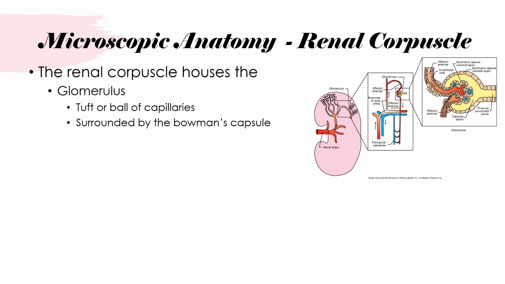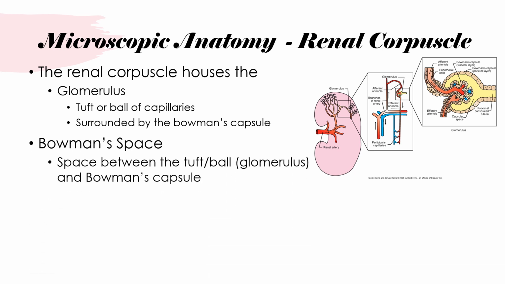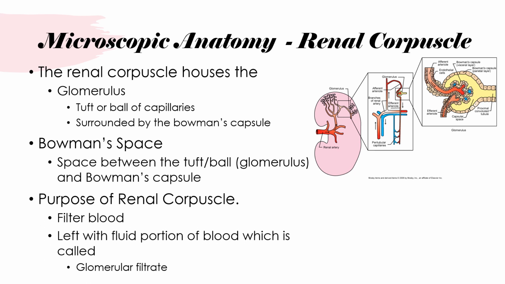Now, the renal corpuscle houses the glomerulus. Like we said, it's made up of those three different things. The glomerulus, and this is where you should get out your visual aids, is basically like a big old ball of capillaries or a tuft, okay? It is surrounded by the Bowman's capsule. The Bowman's space, we then see, is the space between the tuft and the ball, or the glomerulus, and the Bowman's capsule. The purpose of the renal corpuscle is to filter blood, and then that fluid portion of the blood that is left after it's done this process is called the glomerular filtrate.